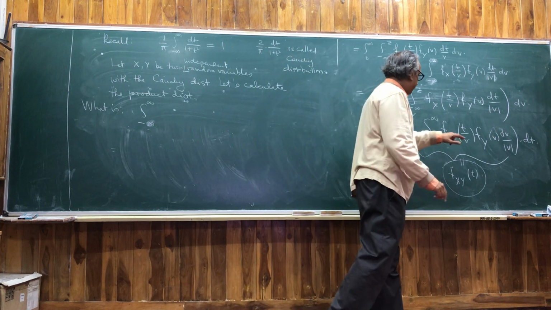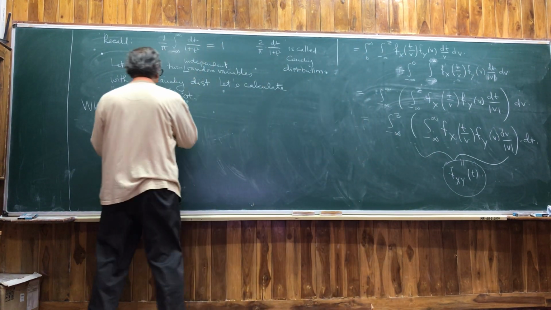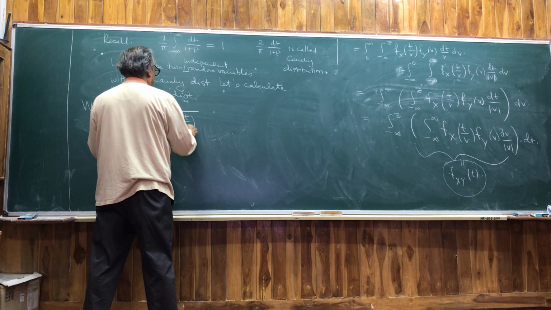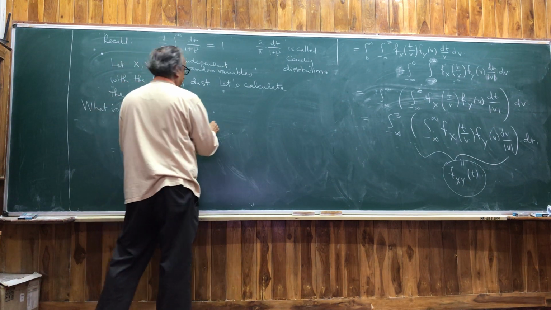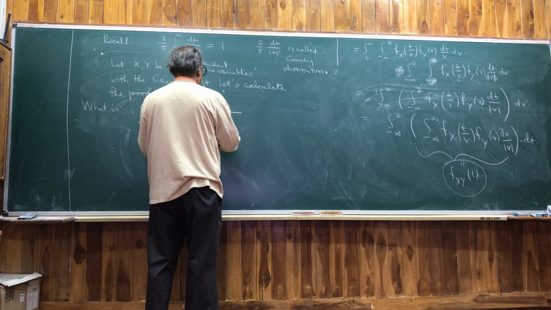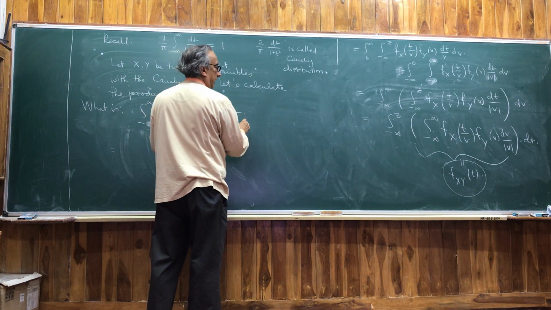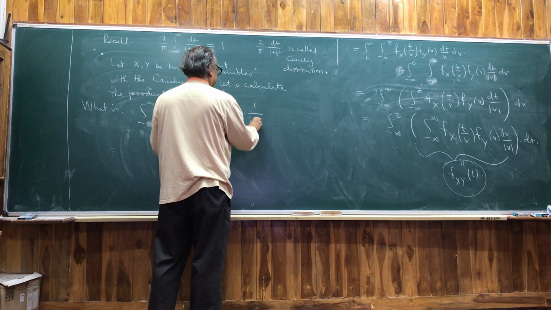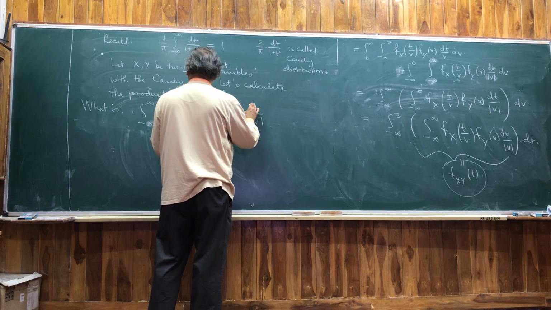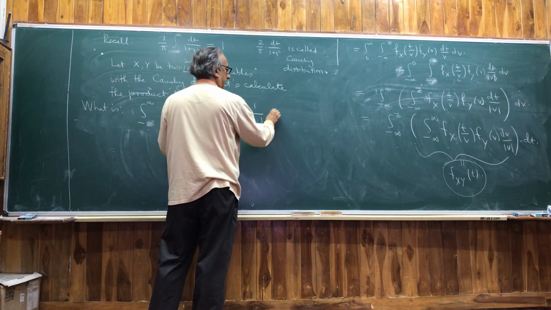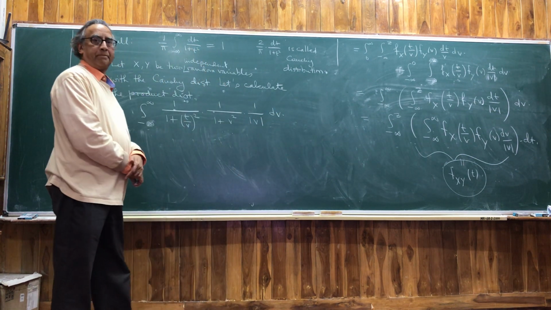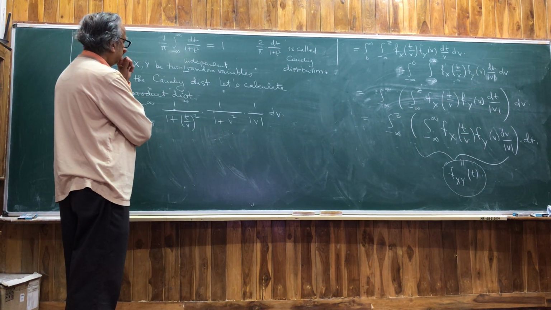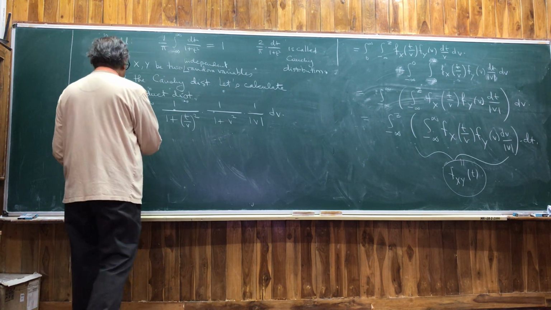And I have this density function, 1 over 1 plus t over v squared, times 1 over 1 plus v squared, times 1 over mod v, right? dv. Yeah. So this becomes.